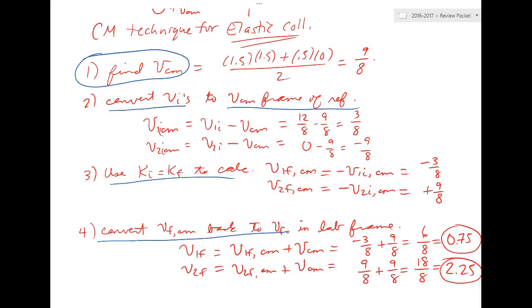Okay, so that wraps up this unit, and next time we're going to start talking about rotation.